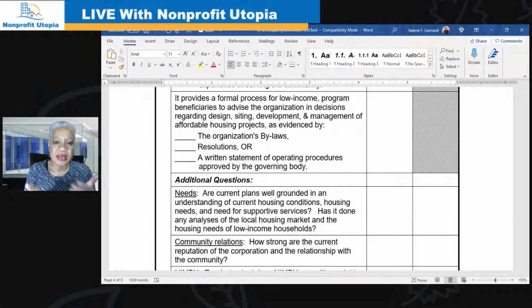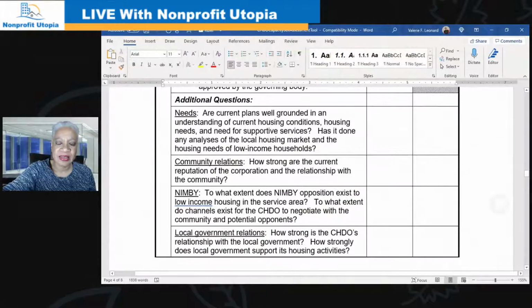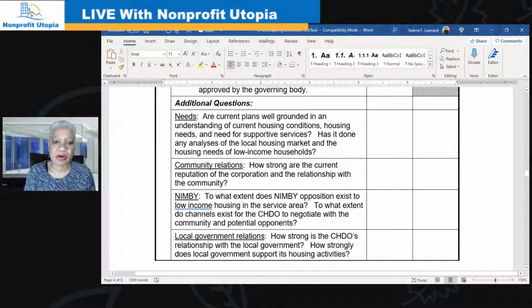And again, if you're not doing housing, and if you are a staunch believer in diversity and equity, this might be a model for you in terms of how you approach the community. Do you have a formal process for people in the community that you serve to actually play a role in the major decisions in a major way, and not just through surveys and other token representation?